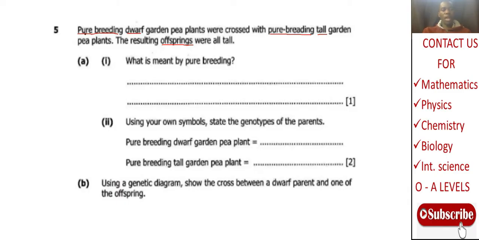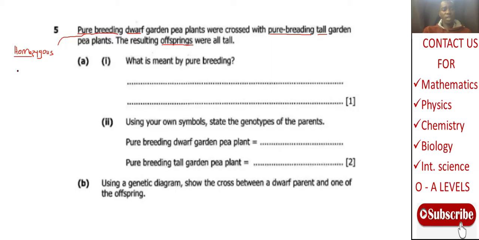Now, the other name for pure breeding is what is called homozygous. Okay, now what does this mean? Pure breeding simply refers to an organism or an individual having the same type of alleles or genes at the same locus. The same types of alleles or genes at the same locus. That's what pure breeding means. As you can see, the other word for pure breeding is homozygous. So homo means one or simply same.